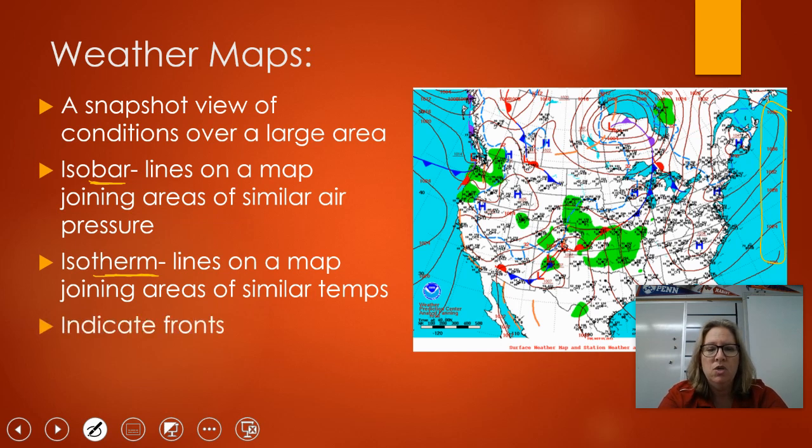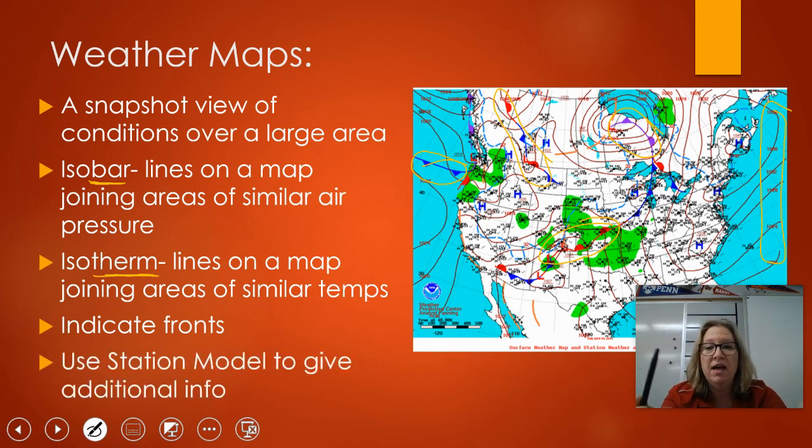You can also see that it indicates the different fronts. Here's a cold front, here's a warm front. Let's see. Is that a stationary front and an occluded front? I might have those reversed. Anyway, you can see all four different fronts indicated on there. And remember, those fronts bring predictable weather. So that's another useful tool. And like I said already, the symbols from that station model might be on the map, so you might be able to find things like precipitation and wind speed and direction.